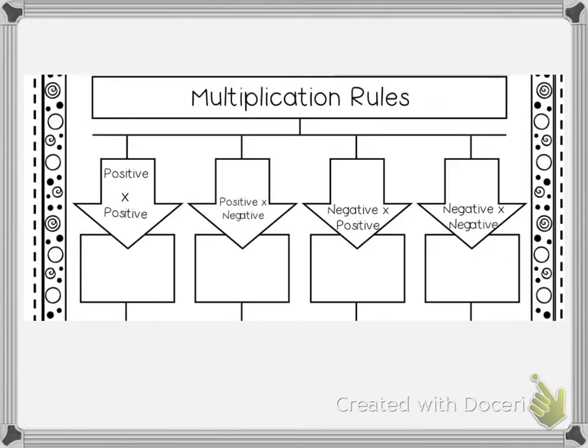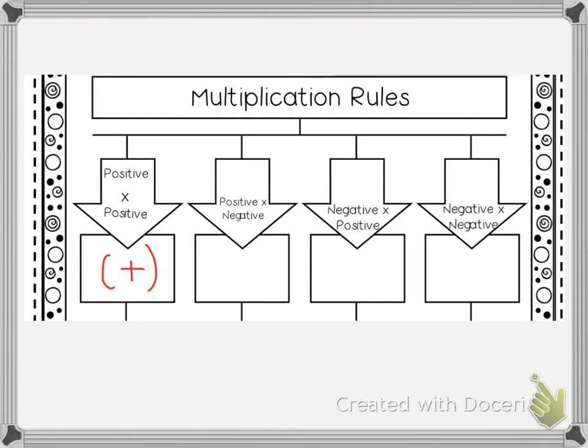So here's our multiplication rules. Let's think back to our chart to figure out what our rules are. So if we have 2 positive numbers, let's look back at our chart and see what's going to happen. So we have 2 positive numbers, which means we have an even number of positives. So that answer is going to be positive.